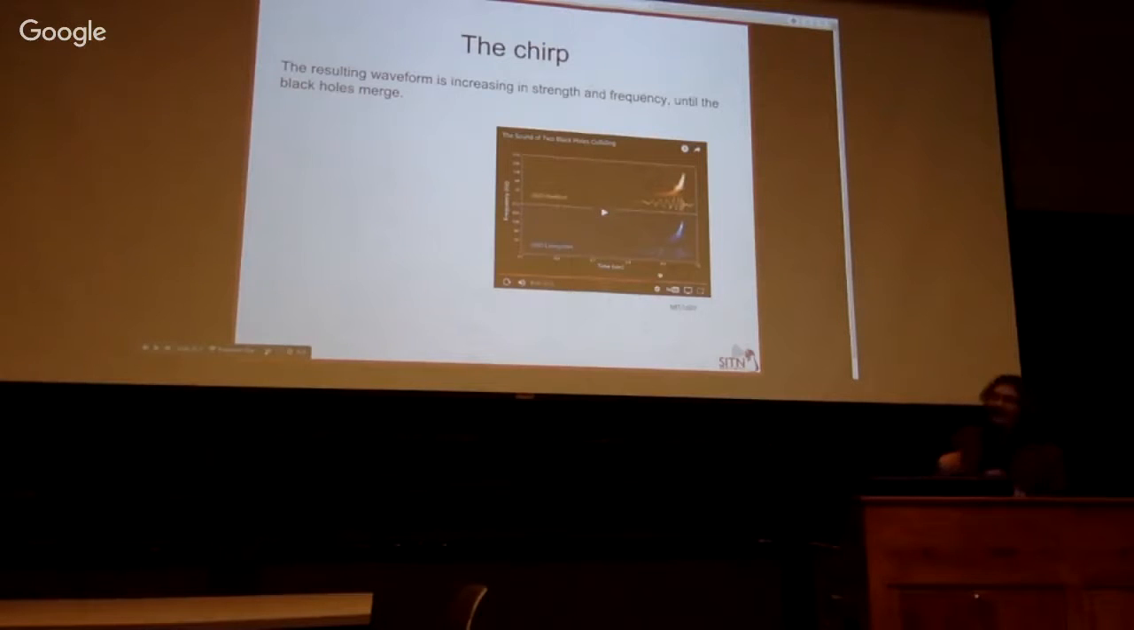And what you should realize is its frequency is increasing as a function of time. As time goes by, the frequency that we hear increases. That's why it's called a chirp. So it's not a constant frequency, but rather an increasing frequency. Well, why is it increasing? Because the two black holes are coming closer to each other, and as they come closer towards each other, their periods about each other are shorter, and the characteristic frequency associated with that is larger.